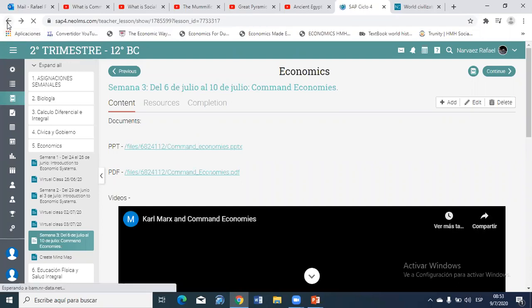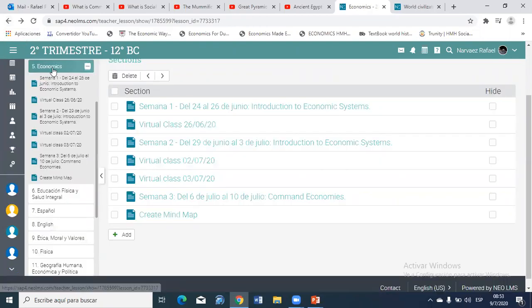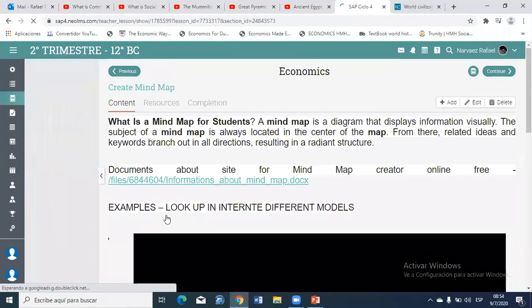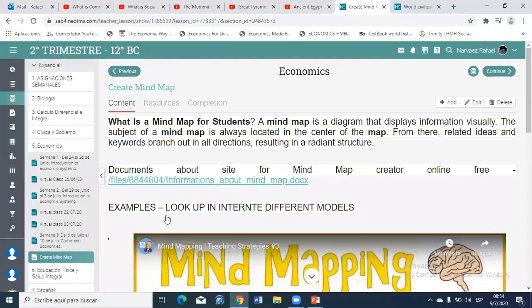Now another thing that I want you to take a look at is this one. Because at the beginning of the class I asked if you know how to create mind maps. I'm going to assign you a task to do. Anyway, for the ones who don't know how to create a mind map, I loaded up over here the meanings and a couple of videos, and also a list of different sites that you may use.